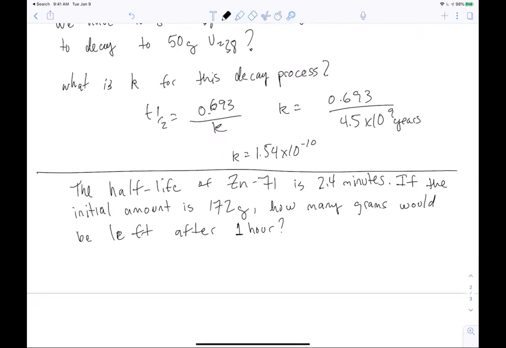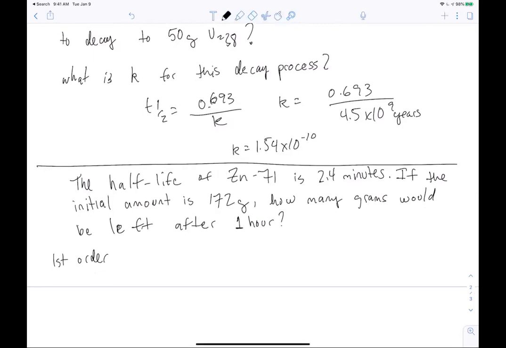So if we want to figure this out, there are a couple of different ways we could do this. Since it's first order, the nice thing you can do is calculate the number of half-lives in 1 hour. So the sub-question here is how many half-lives are in 1 hour? 2.4 minutes is the half-life. For example, if you had 4.8 minutes, that would be 2 half-lives. So how many in 1 hour? We take 60 minutes.